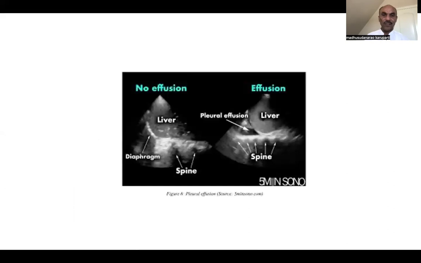This is the slide showing the ultrasound of the chest with patient in pleural effusion. This is the normal side. This is the side which is showing pleural effusion. This is the sign of pleural effusion. This is spine. This is the liver. Yeah. Ultrasound is more sensitive than the X-ray chest.